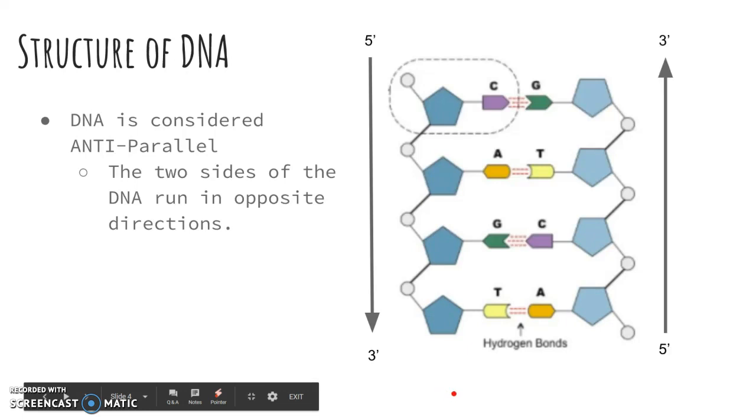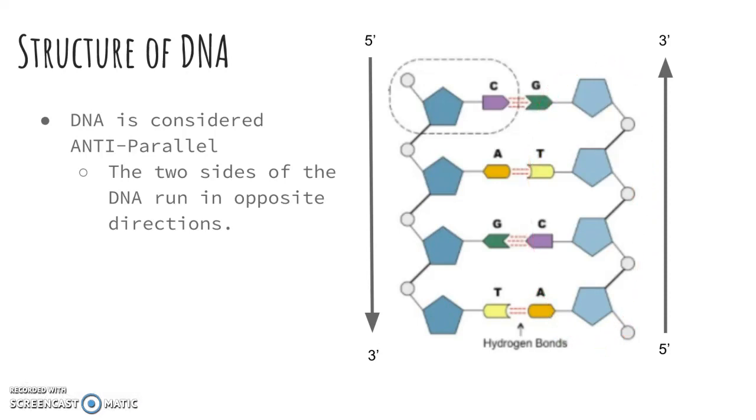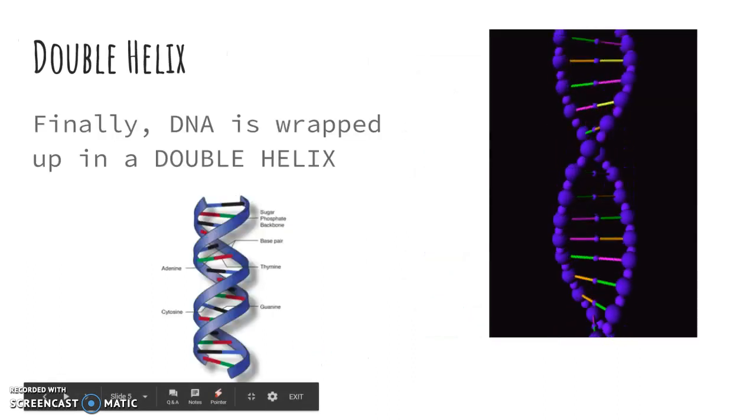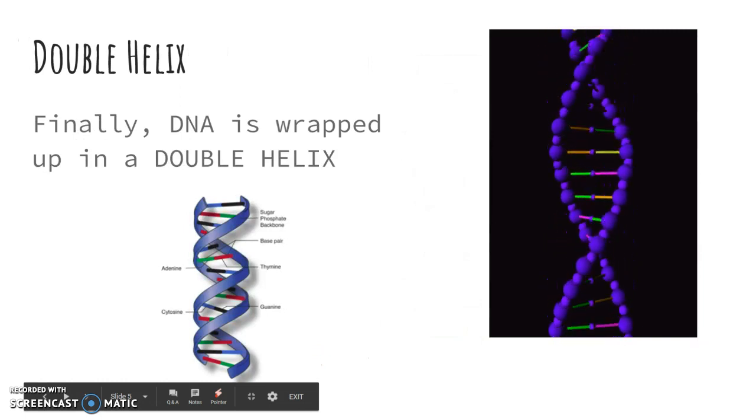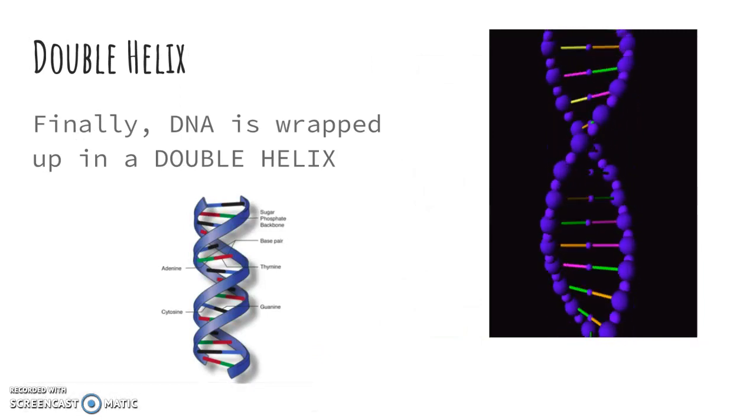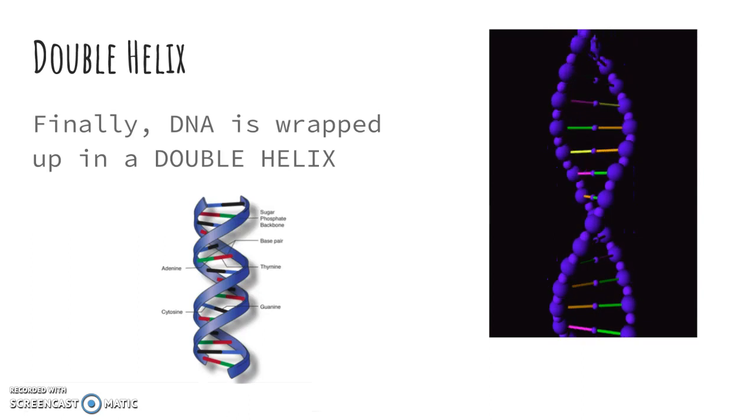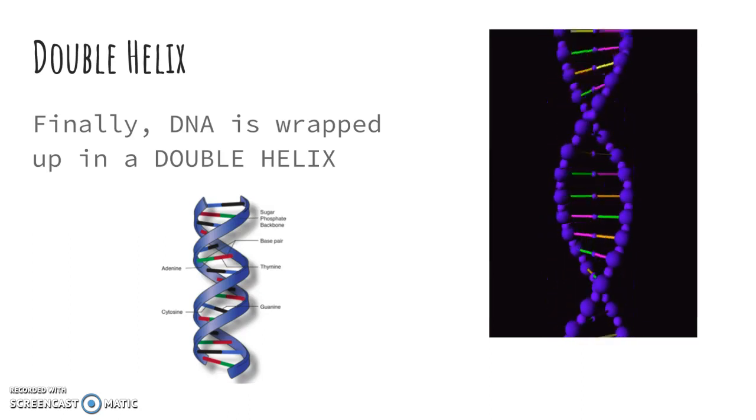DNA is considered anti-parallel, which means it goes in opposite directions. You can see that on one side, these nucleotides had to be flipped upside down so they would fit properly, and that's called anti-parallel. And finally, DNA is not just a ladder, it's a ladder that's been twisted up, so it's called a double helix. You can see there that kind of twisted shape of DNA.